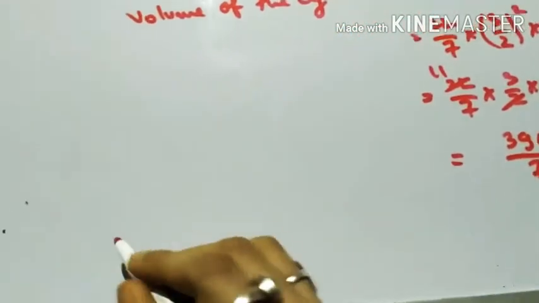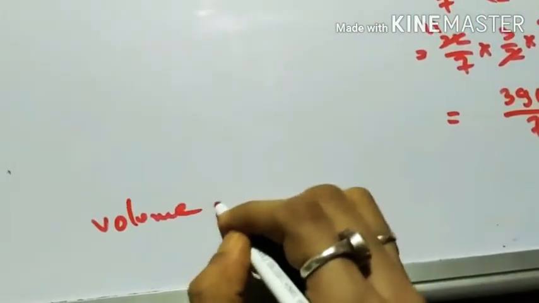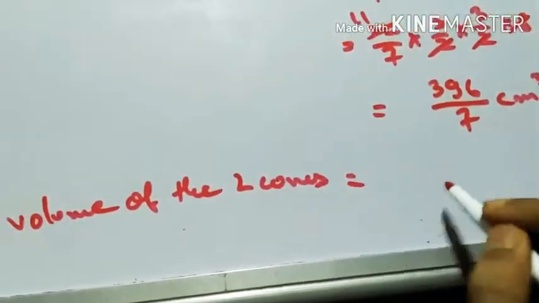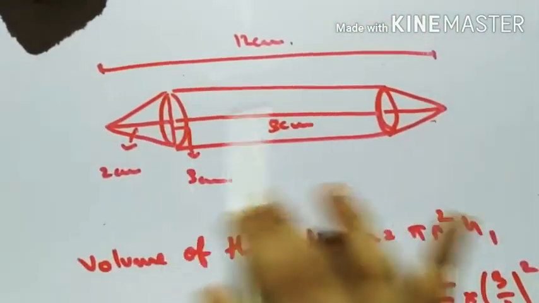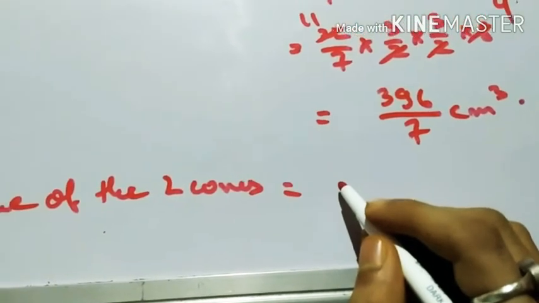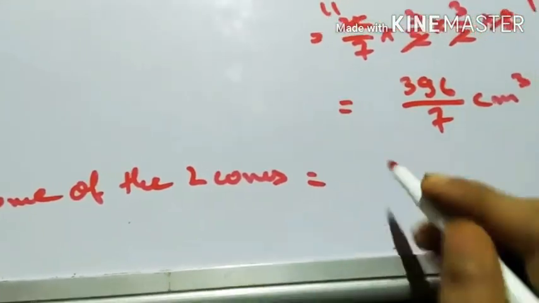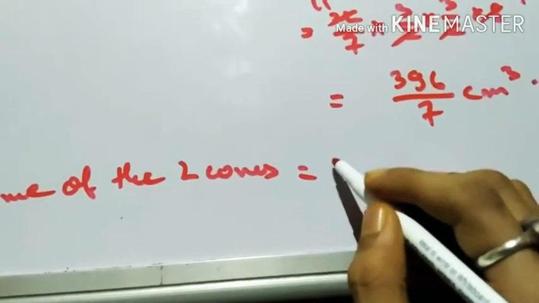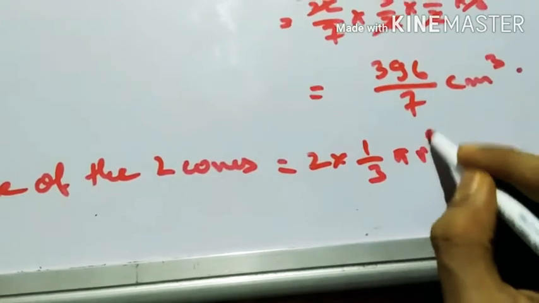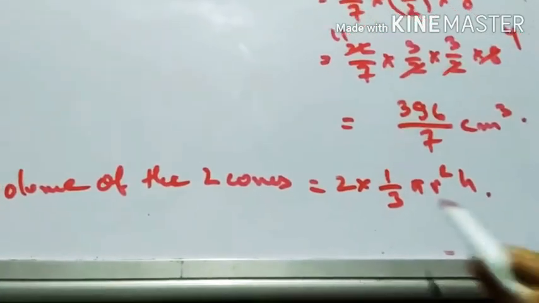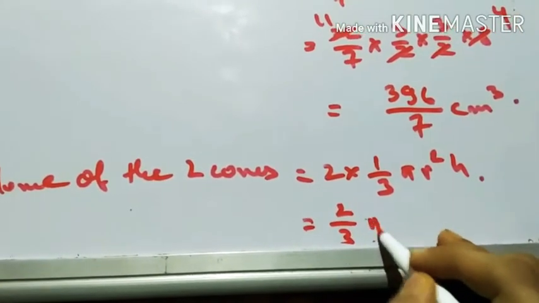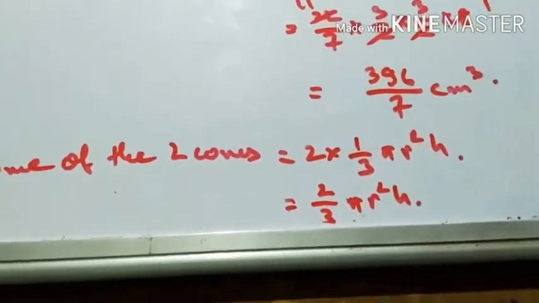Okay, now I will find the volume of the two cones. The volume of the cone formula is 1 by 3 pi r square h. Now two cones are there, therefore the formula will be 2 into 1 by 3 pi r square h, which is equals to 2 by 3 pi r square h.